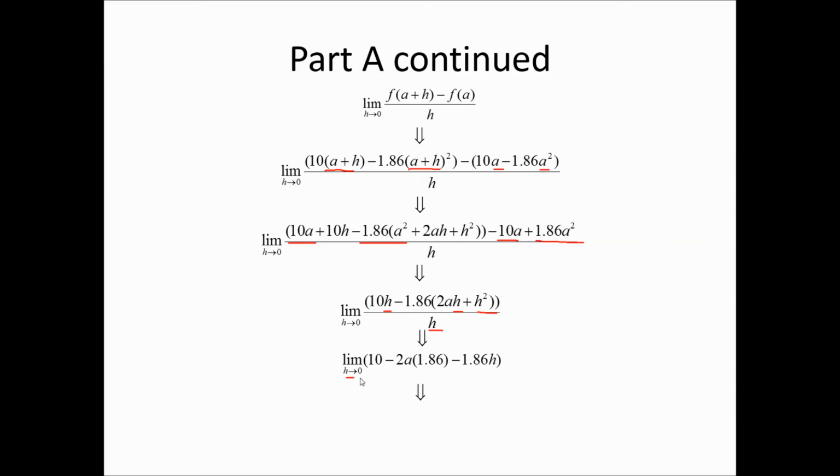This limit has h going to 0, thus this last term goes to 0 as well, leaving us with 10 minus a times 3.72. So the answer to our question of the velocity of the rock when t equals a is 10 minus a times 3.72 meters per second, since this is a measure of velocity.